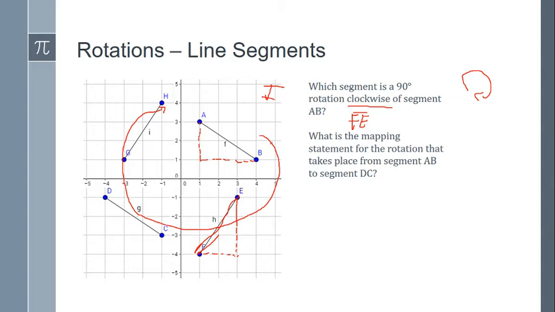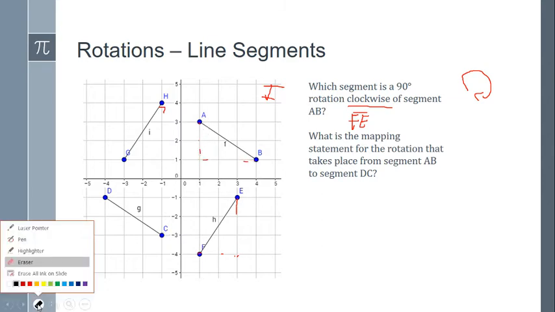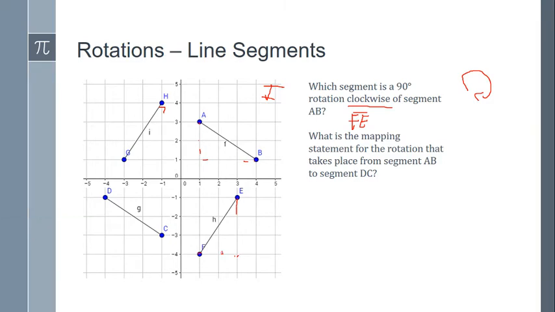All right, so we went ahead and rotated this one 90 degrees. And it looks like A would match up with E, and B would have matched up with F. Let me clean this up a little bit for you. Let's go ahead and write the mapping statement. The easiest way for me to do that is to start out where point A was. Our original point A is, let's write its coordinates down, 1, 3.